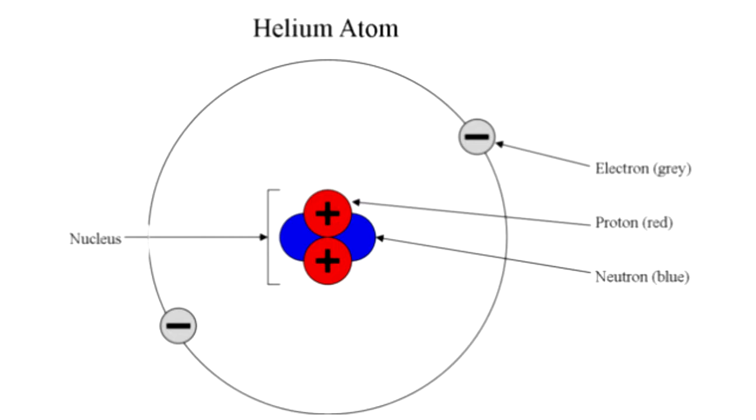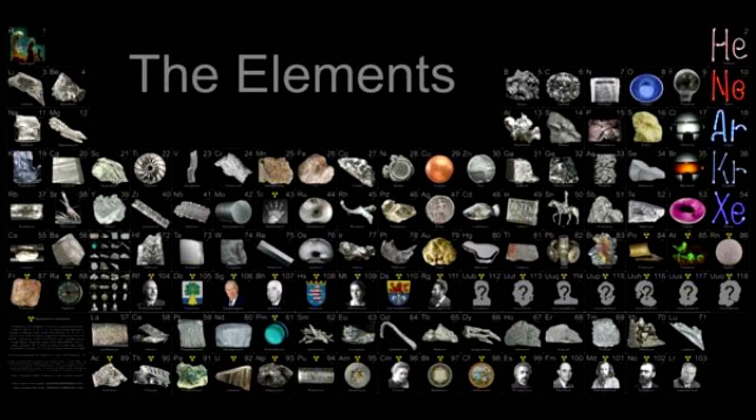Protons are positively charged and are located in the nucleus. Neutrons are also located in the nucleus, however, they have no charge as they are neutral. Around the nucleus, there are shells. These shells contain electrons. The electrons are negatively charged. The different types of atoms are called elements.